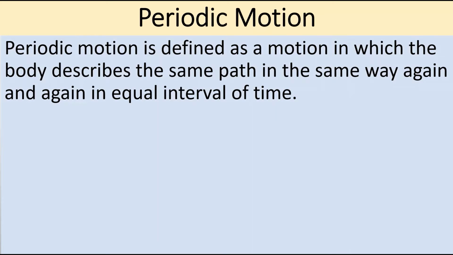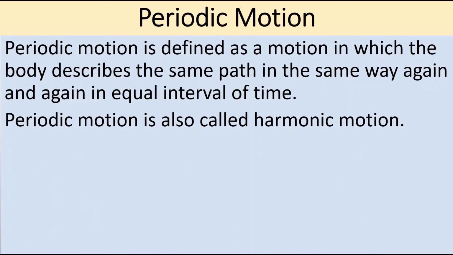So this equal interval of time is called time period, and it is usually denoted by capital T. For example, the Earth completes one rotation around the Sun in 1 year. So this motion of Earth is periodic motion whose time period is 1 year. So this periodic motion is also called harmonic motion because it is harmonic, or it can be represented by sine or cosine functions.